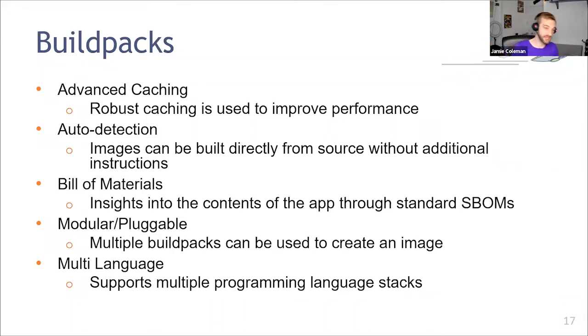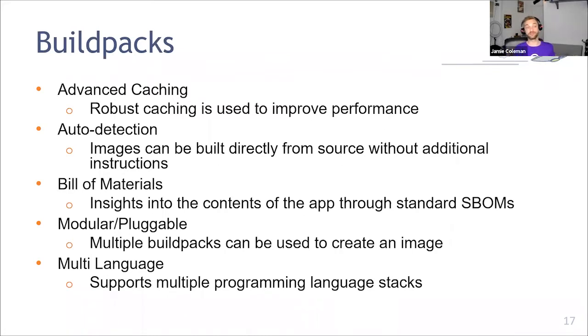Right, advanced caching. This can help improve performance, auto detection, which we'll see today. Basically, you can build images from source code and you don't have to configure them or do anything. You just point essentially Paketo and one of these build packs at that source code and it'll do everything for you. Something that's really useful is it can create a bill of materials, and this can give you insights into what the contents of your application are.